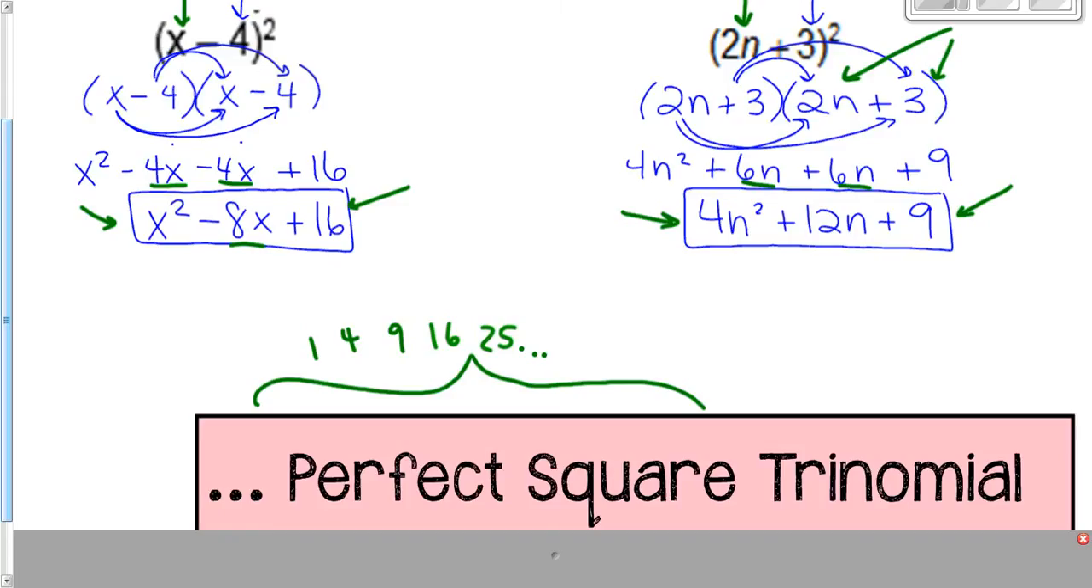Well, we see those at the ends of our problem. x squared is the result of x times x. 16 is the result of 4 times 4. Over here we've got 4 and 9. So perfect square is referring to the ends of our answer. Trinomial, we know what a trinomial is, that's just a 3-piece polynomial. If you look up at these problems, we have 1, 2, 3 pieces. So a perfect square trinomial is identified by the perfect squares in the first and last terms, and then the middle term is a little bit different, which I'll show you on this next slide.